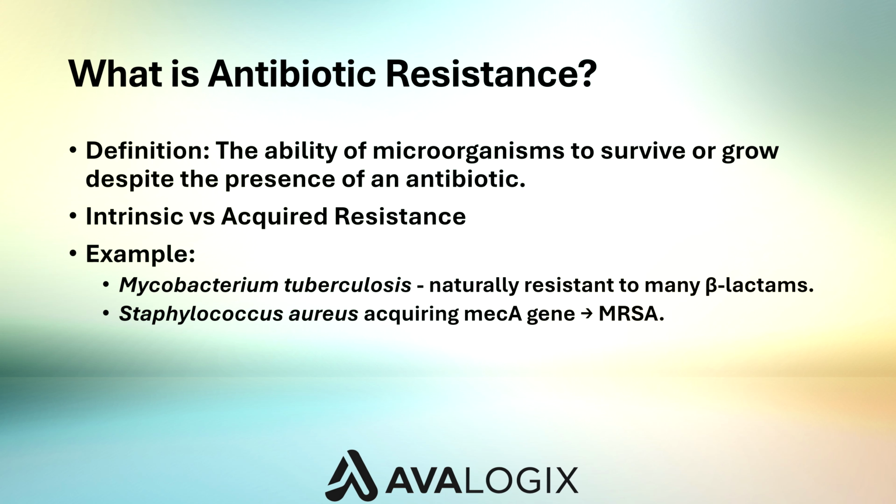Resistance can be intrinsic or acquired. Intrinsic resistance is built in. For instance, gram-negative bacteria have an outer membrane that makes them naturally less permeable to certain antibiotics. Acquired resistance, on the other hand, happens through mutations or by picking up resistance genes from other microbes.